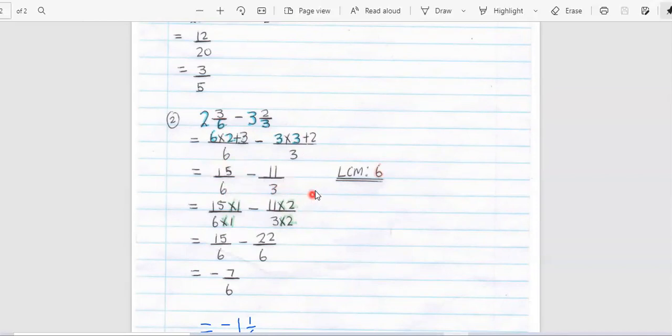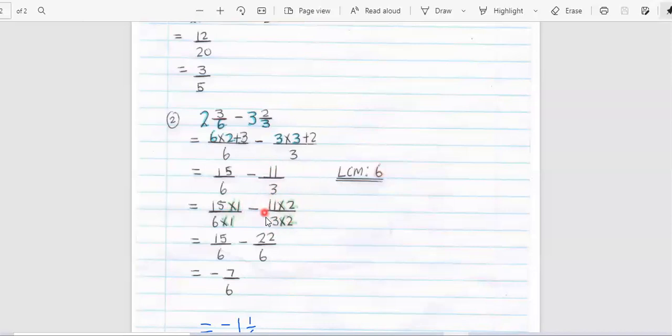Once you are in this step, you have to find your LCM. Remember, you are adding and subtracting fractions. Always find your LCM so that you can make your denominators the same. So in this case, our LCM is 6. So you bring down the first fraction, which is 15 over 6. Again, ask yourself, what number must I multiply the 6 by to give me an answer of 6, the LCM? So 6 times 1 will give you 6. Then you must multiply the numerator by the same number, which is 1. So 15 times 1.